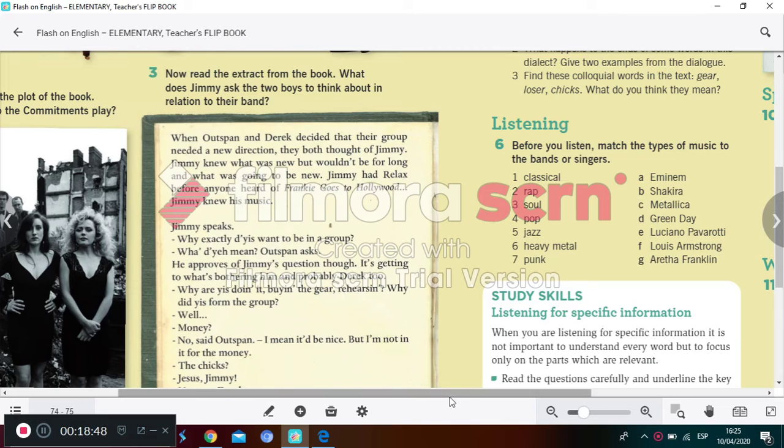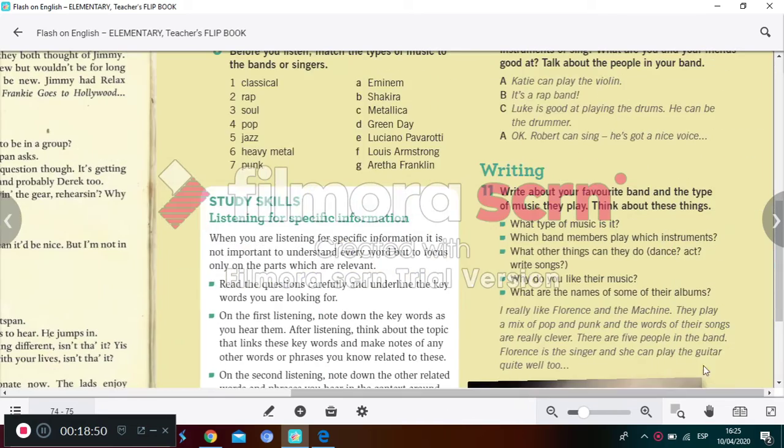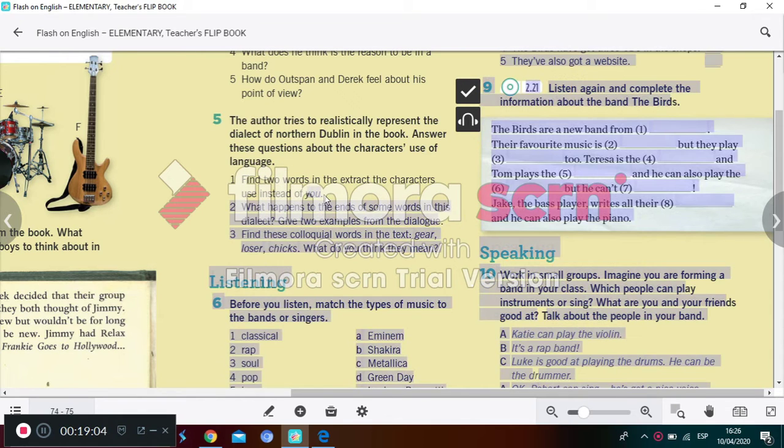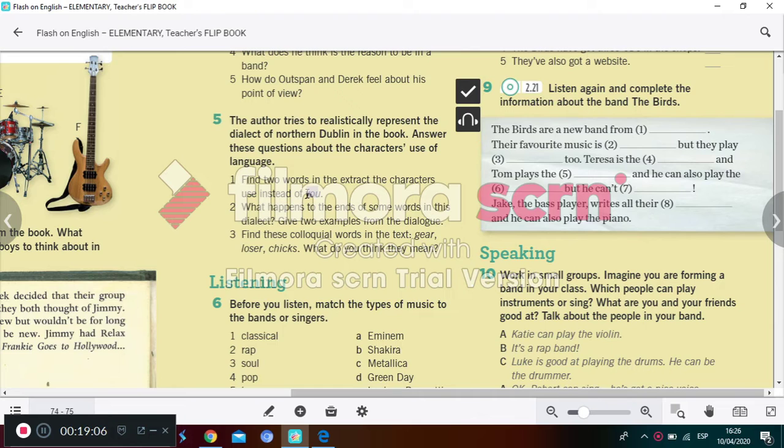Okay, students, look. In activity number 5, sentence number 1, you need to find, encontrar, two words that are used instead, que son utilizados en cambio del you, ¿ok? Perfect.